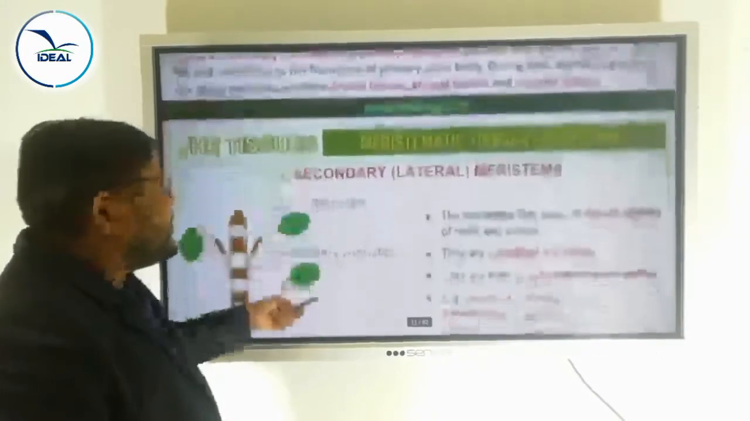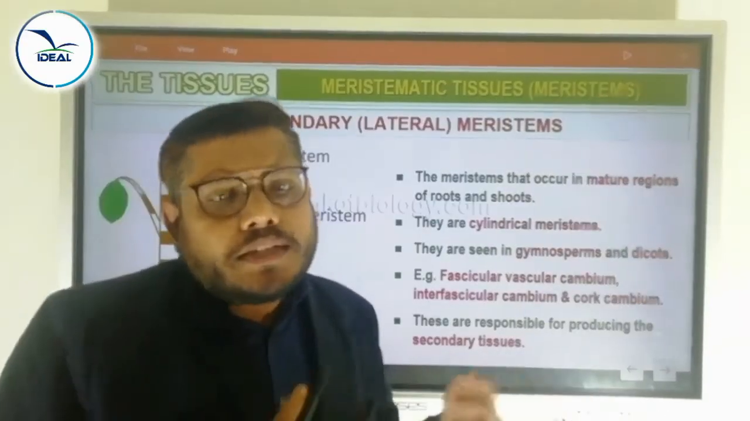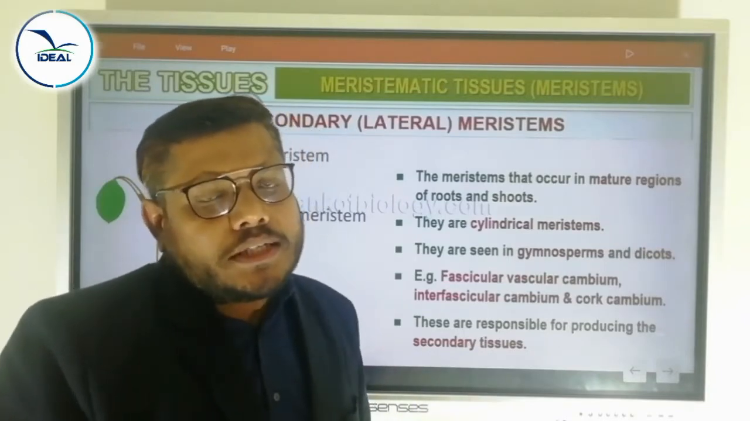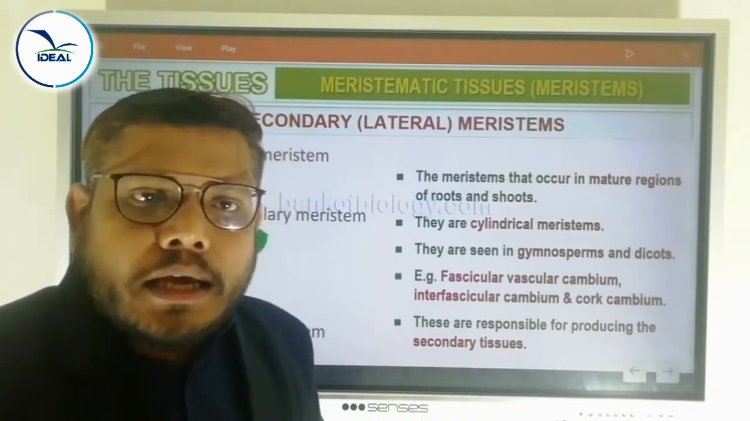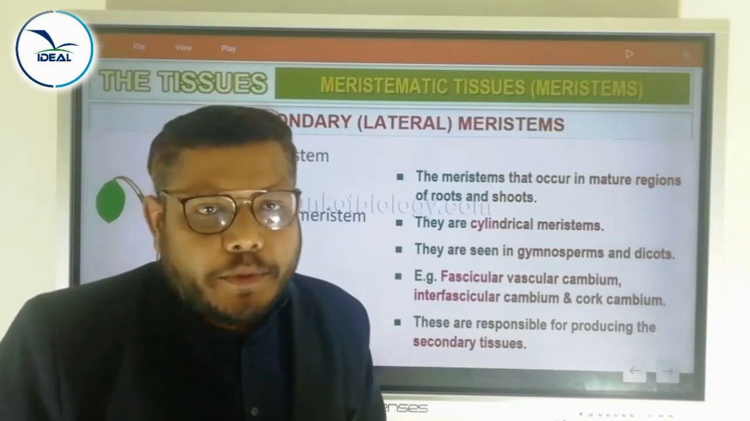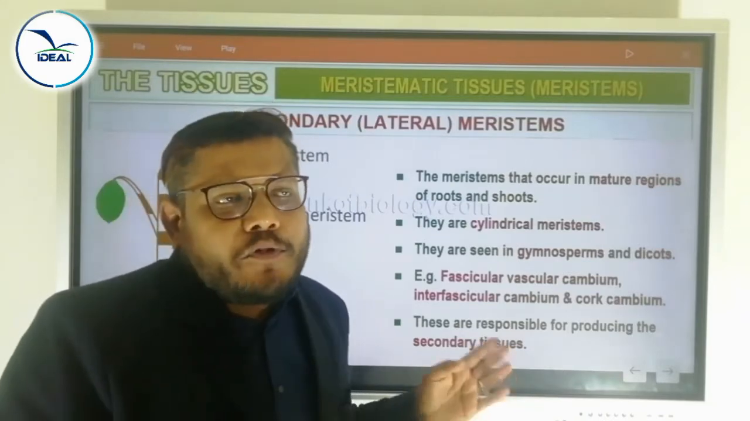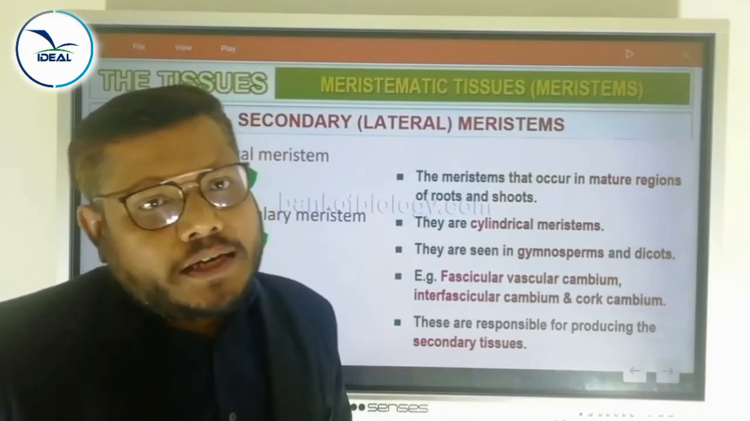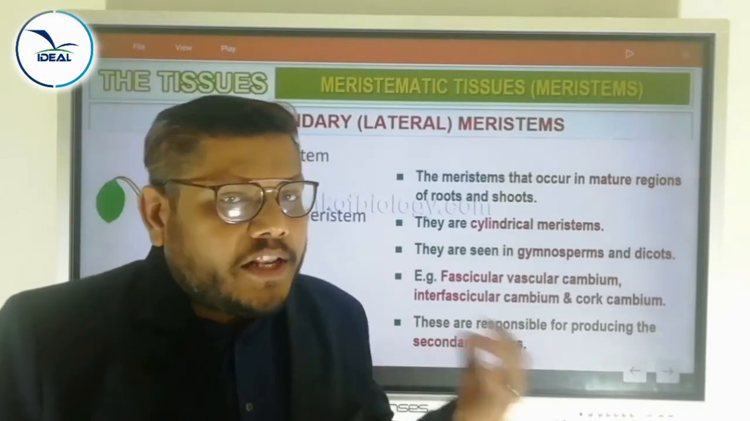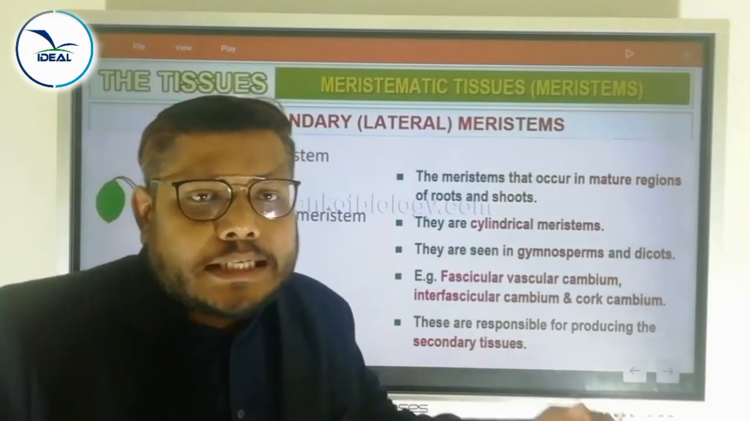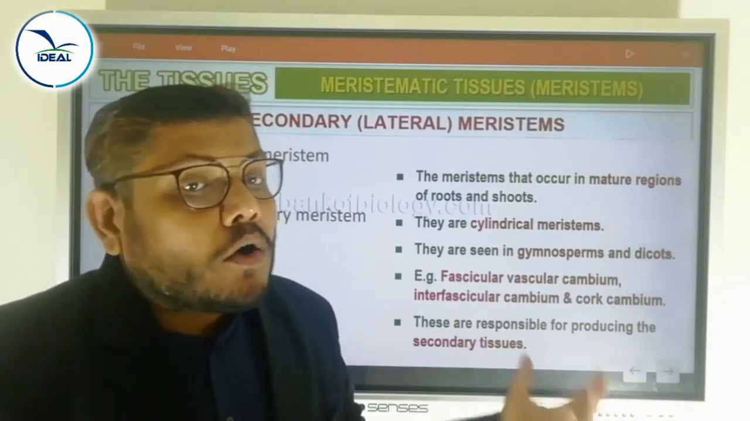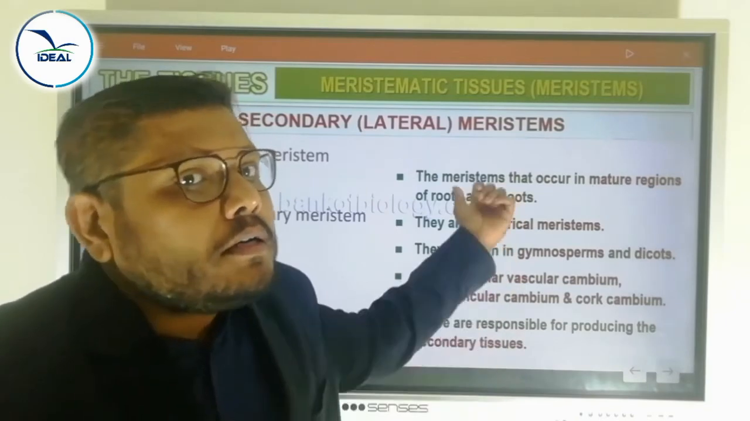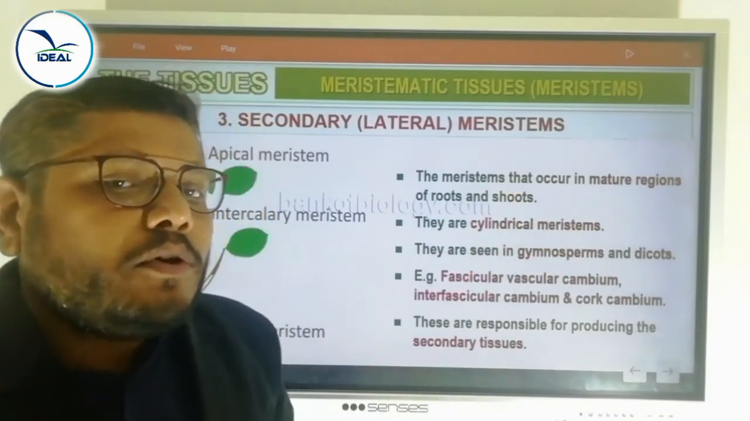Then another one: these are present along the lateral side of the dicot stem and root. Such a type of meristem is called lateral meristem or secondary meristem. This type of meristem we can see in gymnosperms and dicot plants. Examples are interfascicular cambium, fascicular cambium and cork cambium. These are all different types of lateral meristem or secondary meristem.